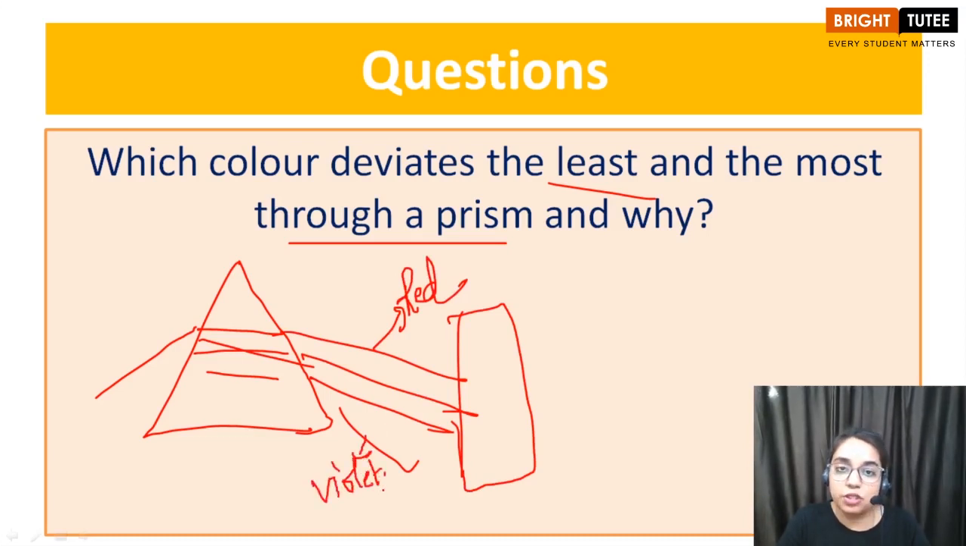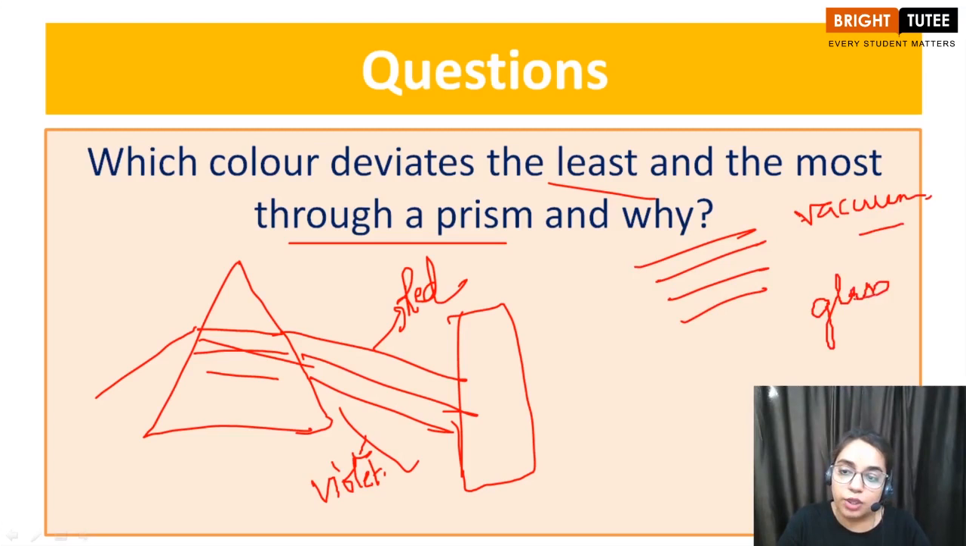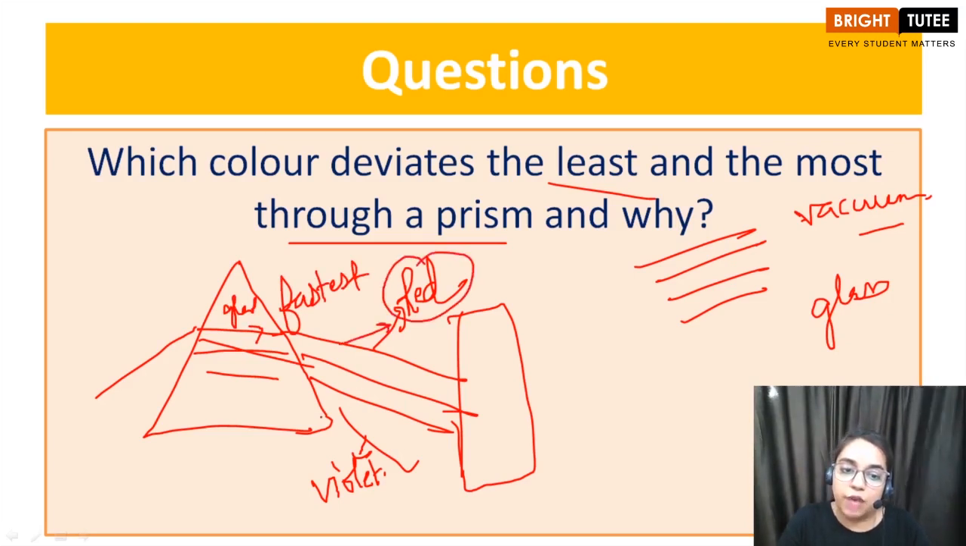Why does this happen, children? Because the speed of the 7 component colors in white light is the same in vacuum, but once it travels through some other medium, like glass or water, since here it is a glass prism, the speed of each of these component colors will be different, and red travels the fastest, and that is why it bends the least, and therefore it is at the top, and violet deviates the most because its speed is slowest, and therefore it is found at the bottom of the spectrum.